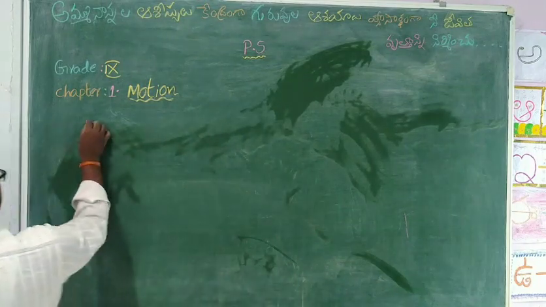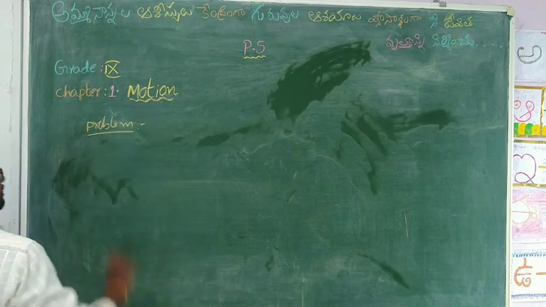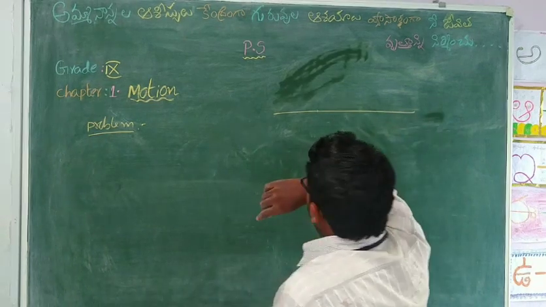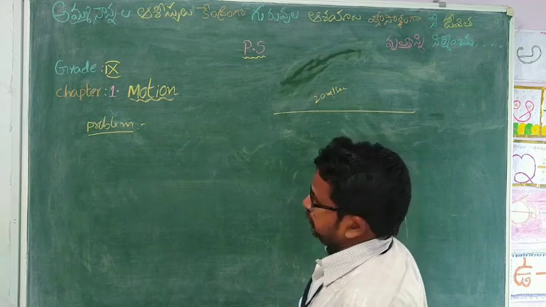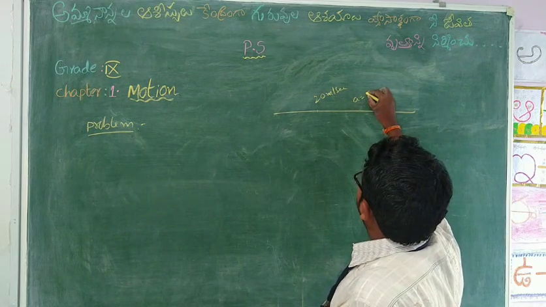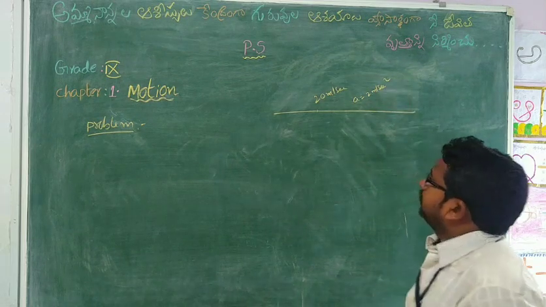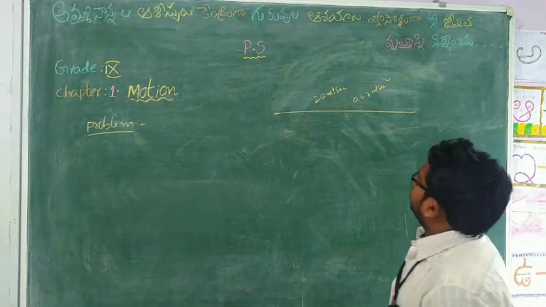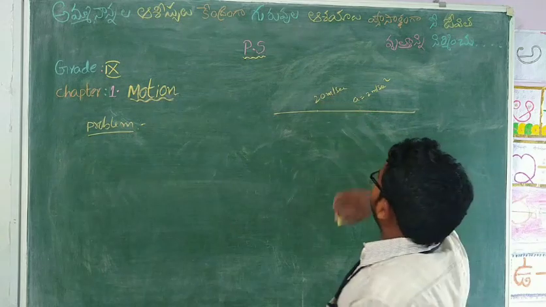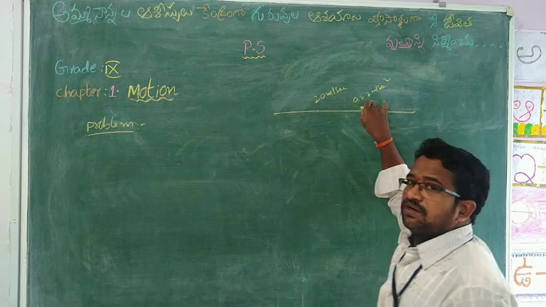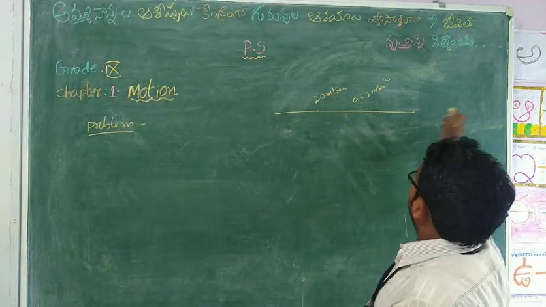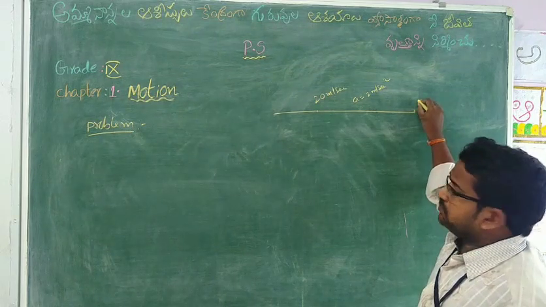For example, let us take one problem. A body is moving with 20 meter per second velocity and an acceleration of 2 meter per second square. A vehicle is moving at 20 meter per second and an acceleration of 2 meter per second square. Don't forget, I am using the word acceleration. I will change it again. And we apply brakes. After application of brakes, it comes to rest.